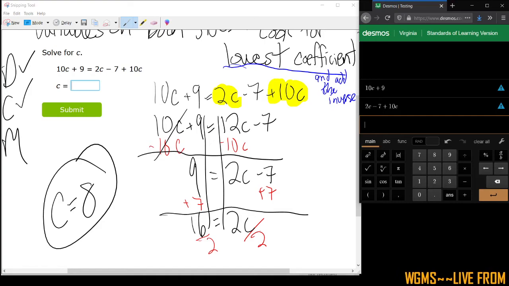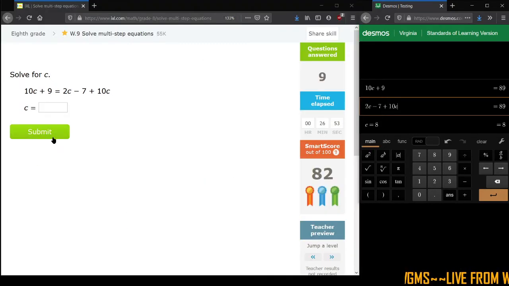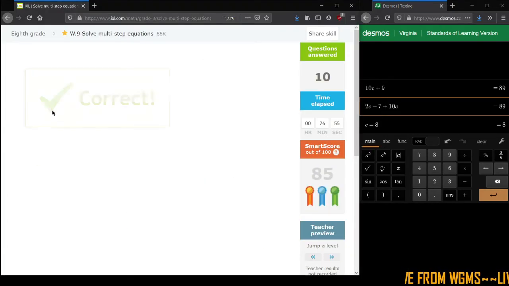So are they equal to each other when c equals 8? Yes, they are. Again, it shows that they are the same value of 89. Again, we're not trying to get these equal to 8. We're trying to say when c equals 8, are these two expressions equivalent? So yes, they are, and so we are good.